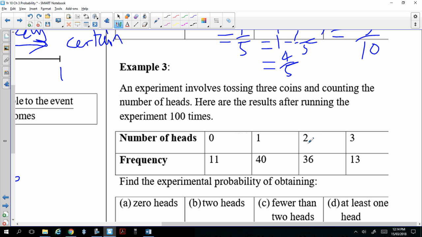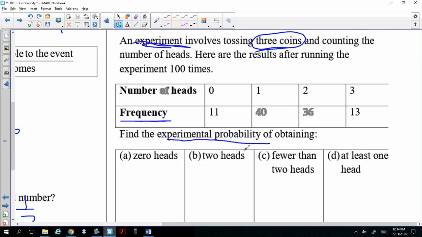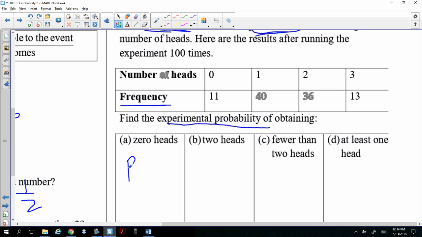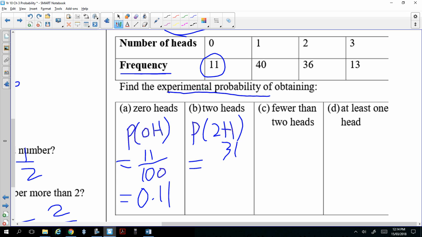Also, another thing called experimental probability. We'll look at the frequency. So we'll toss 3 coins together. These are the results. Based on the result of the experiment, we can calculate the experimental probability. So the experimental probability of 0 heads is 11 out of how many altogether? 100 times. So it's 11 over 100, which is 0.11. How about 2 heads? 2 heads will be 36 out of 100, 0.36. You can give your answer as a decimal.